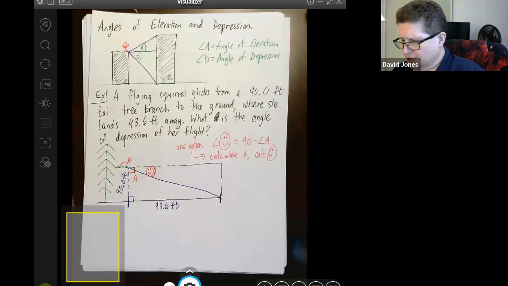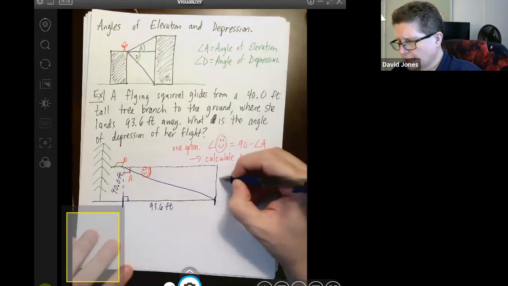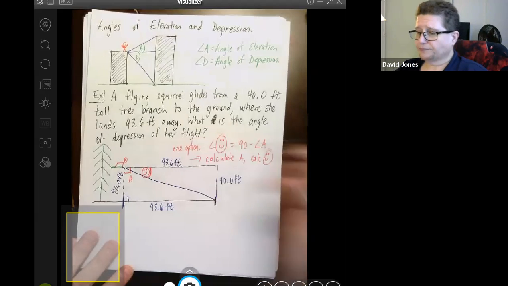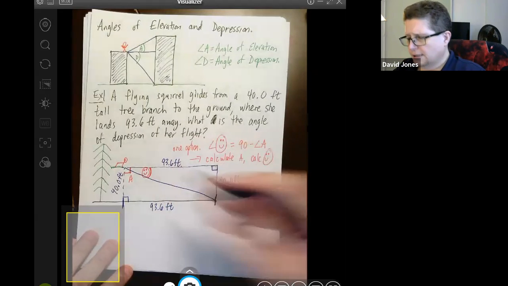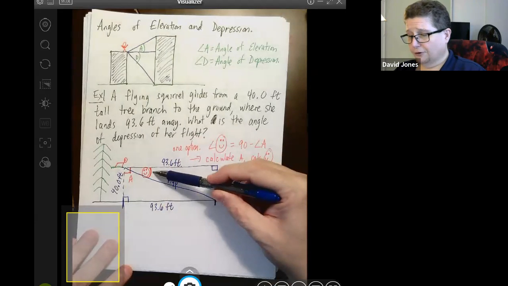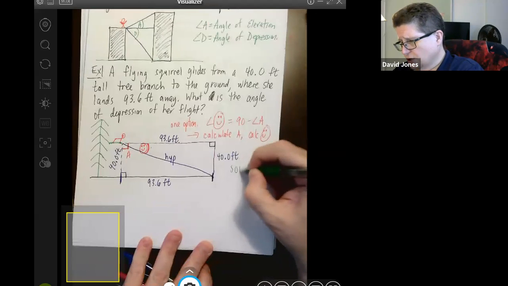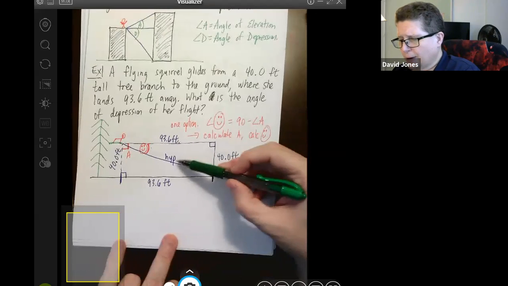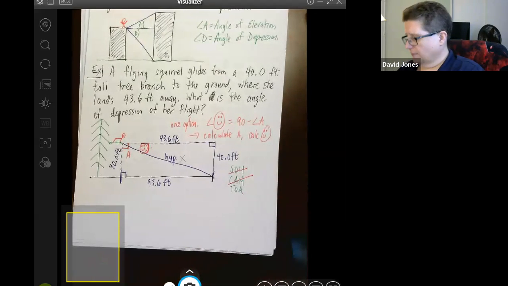The other option I have is to recognize if I made this rectangle, opposite sides are equal length. This is 40.0 feet, and this is 93.6 feet. It's a rectangle, so that's a right angle. This is my hypotenuse. What pieces of information do I have for smiley face? We have 3 choices. SOHCAHTOA. I do not have hypotenuse, so the ones with H's are out. I can do tangent. So let's do tangent.